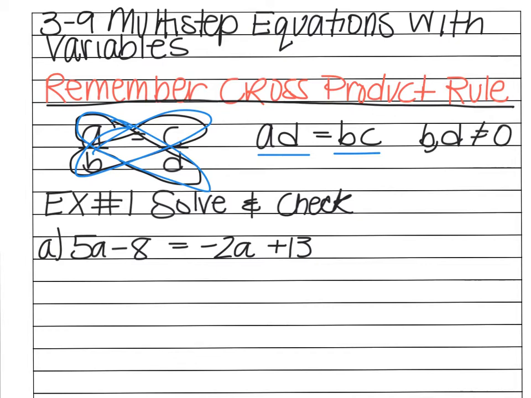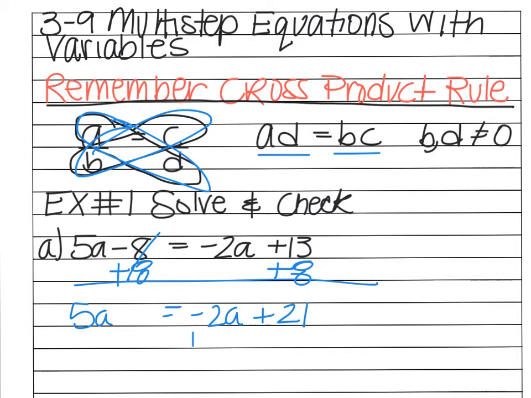So let's try an example here. It says solve and check. We have two expressions on each side. So let's go ahead and simplify those. I'm going to go ahead and add 8 to both sides. These will be gone. I have 5a equaling negative 2a. 13 plus 8 is 21.